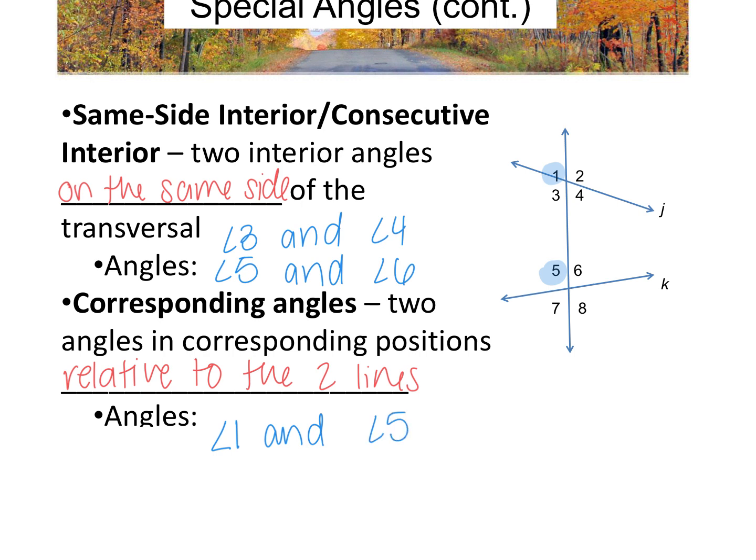Who could tell me another pair? Somebody else? 2 and 8. Not 2 and 8, because they're not in the same position. 2 and 6. So angle 2 and angle 6. So here's 2. Here's 6.